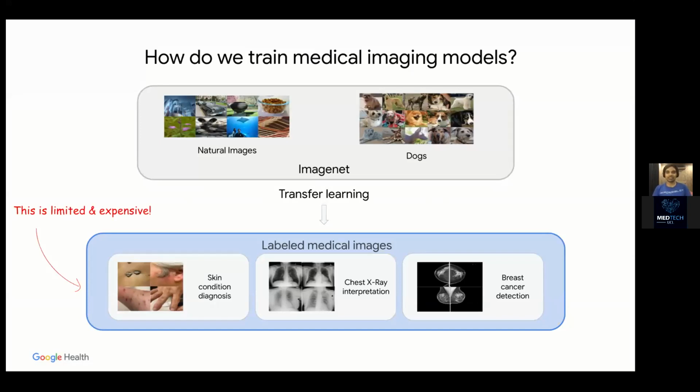And then what you do is you fine-tune it on your labeled medical images belonging to your target task, whether that's skin condition diagnosis, or chest X-ray interpretation, or breast cancer detection from mammograms, right? One thing that's very obvious is that the labeled medical images we have access to are limited, and also super expensive. And you can also see that these images are visually very dissimilar from what we pre-train on. Natural images are very different from chest X-rays or mammograms, for example.